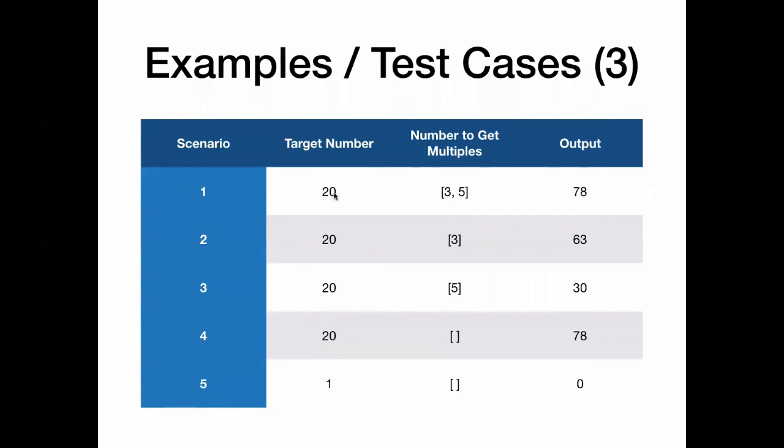So at least in scenario 1, we are given an input of 20 and then the numbers to get multiples of, and the output is 78. Typically, this output column is provided here. But if you don't have it, where do you get to confirm that your output is correct? If you have an interviewer or a subject matter expert, they're the person that you tap into. If I'm given these two inputs, what is the expected output? And they'll provide you that value, so you can confirm.